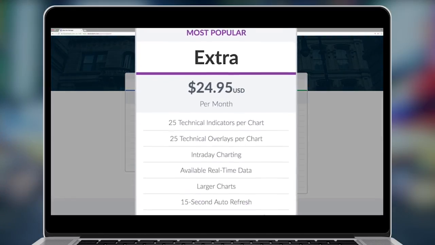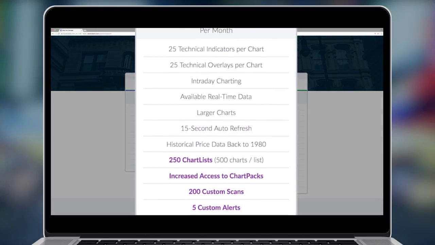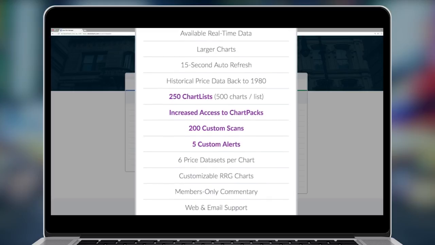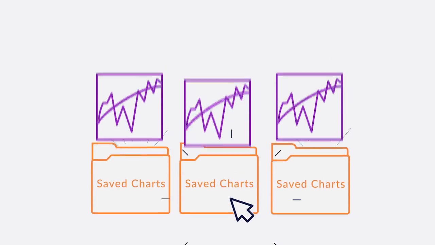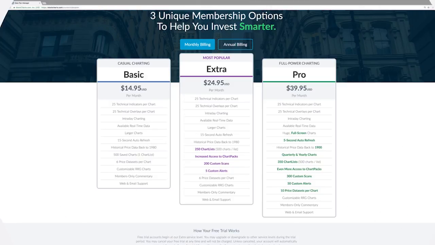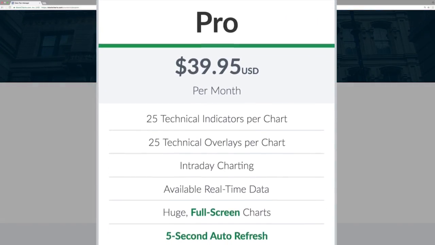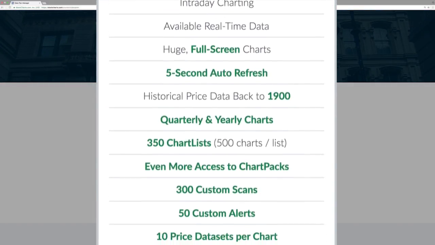Next up is our Extra service level, the most popular choice among StockCharts users. At $24.95 per month, it includes all the features of our basic level, plus more saved chart storage and the ability to create custom scans and alerts. If you want it all, our Pro service level is for you.